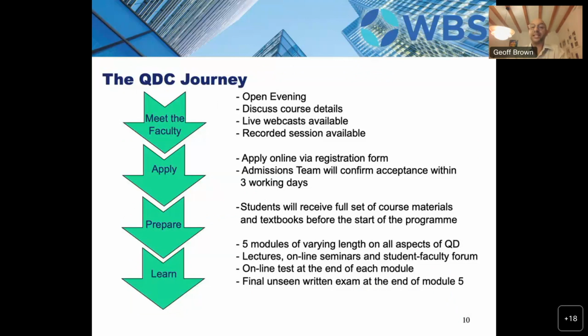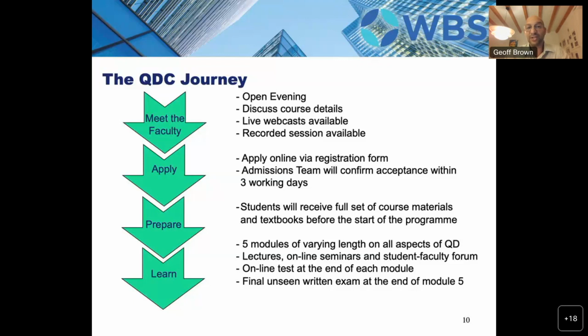So the QDC journey starts this evening with acquiring as much knowledge as possible about this program. We'll be discussing course details in a moment. So Paul will be breaking down the syllabus of the program. This session is going to be recorded, so you're more than welcome to re-watch this session if you're still unsure about whether or not to enroll in due course. You then apply online via the registration form on our website.